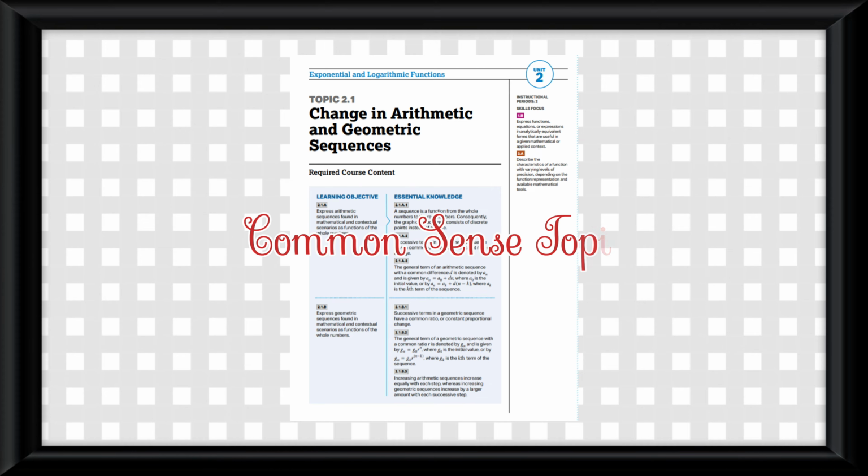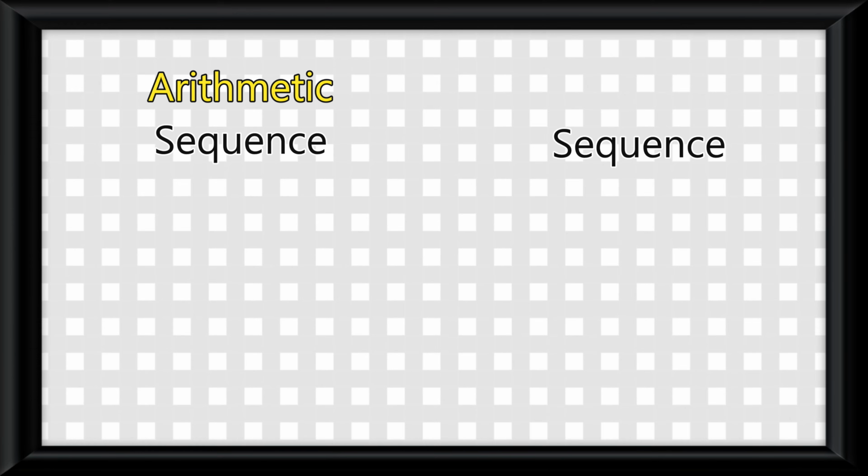Welcome to the common sense topic. Why do I call it the common sense topic? Just wait. A sequence is really just a list of numbers. Sequences are split into two groups, arithmetic and geometric.